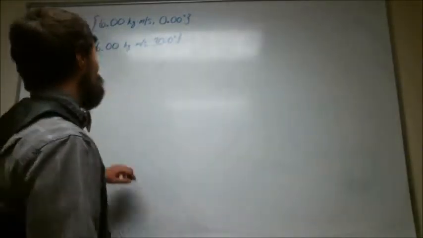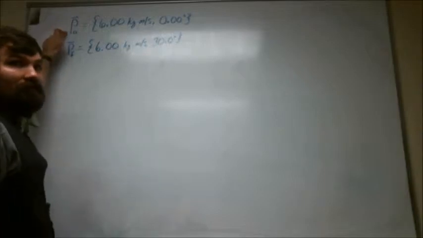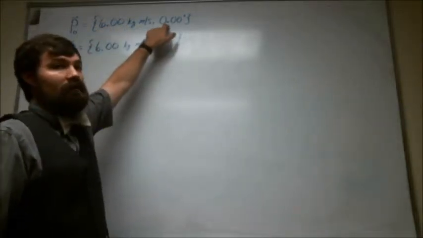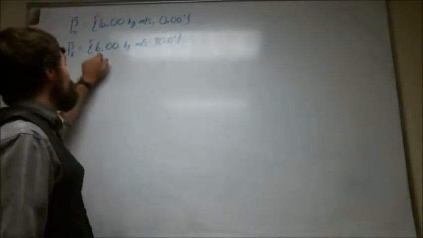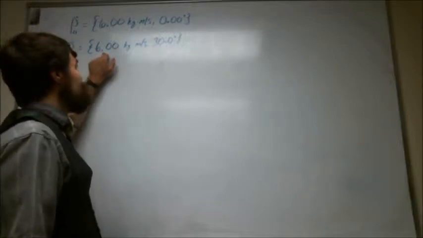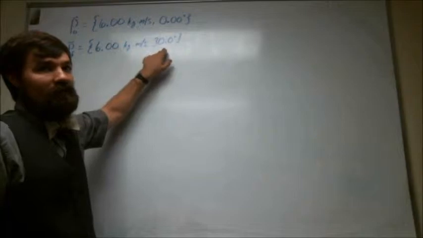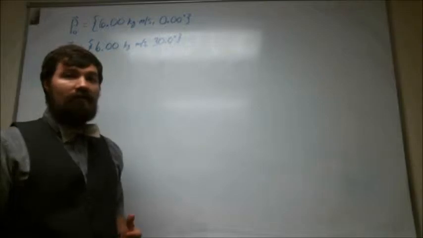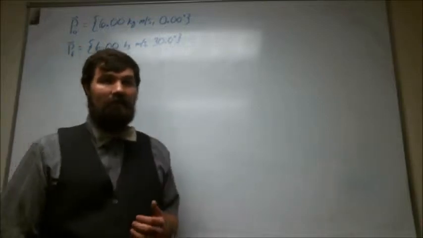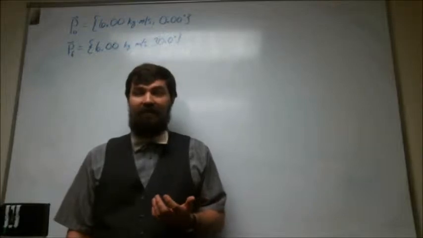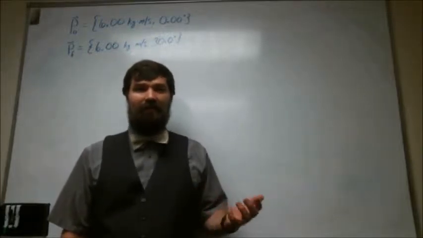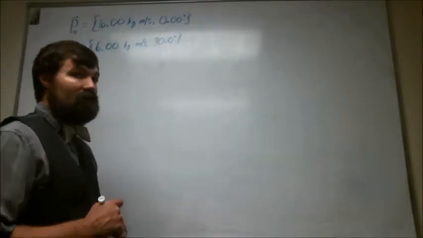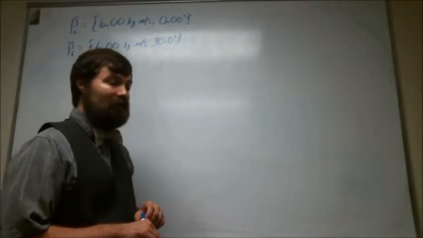So I have written on the board the initial momentum, which is 6.00 kilogram meters per second in the 0 degree direction, and the final momentum, which is 6.00 kilogram meters per second in the 30 degree direction. So this is an object whose magnitude of momentum has remained the same. In other words, since momentum is mass times velocity, the mass times the speed has remained the same, but the direction has changed. So we want to know what is the impulse of this object.